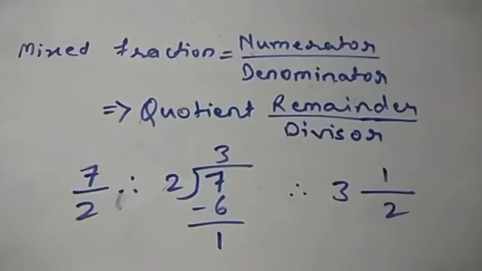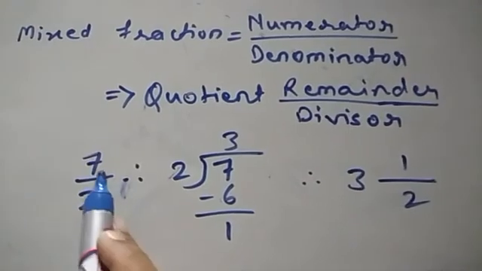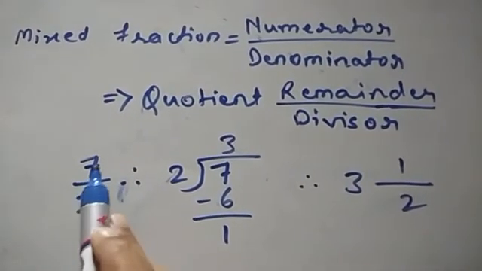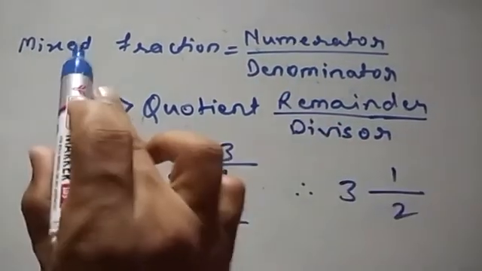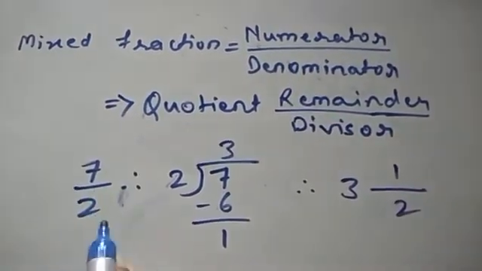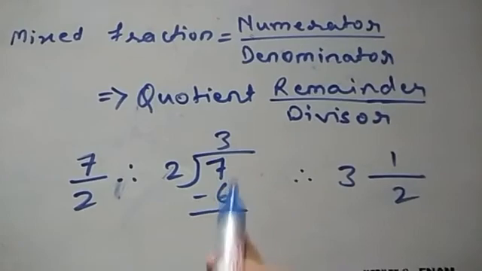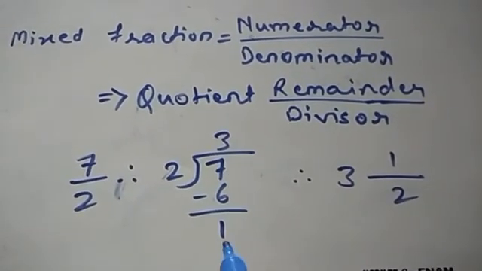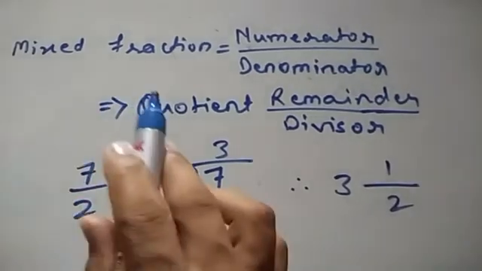Let's see one example here, students. If we have one improper fraction, that is 7 upon 2, then we have to divide the numerator by the denominator to get the mixed fraction. Therefore, 7 divided by 2. So 2 3s are 6, 7 minus 6 is 1. So here we got the quotient as well as the remainder. Now the mixed fraction is equal to the quotient, then the remainder upon the denominator.